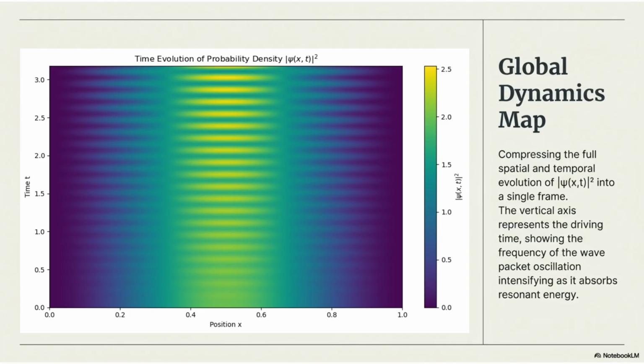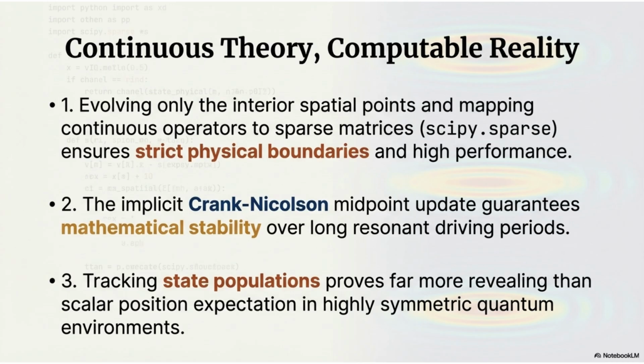This global dynamics map compresses the full spatio-temporal evolution of probability density into a single frame. The vertical axis shows driving time, revealing the wave packet oscillation intensifying as it absorbs resonant energy. Evolving only the interior spatial points and using sparse matrices ensures strict physical boundaries and high performance. The implicit Crank-Nicolson method guarantees mathematical stability over long resonant driving periods.